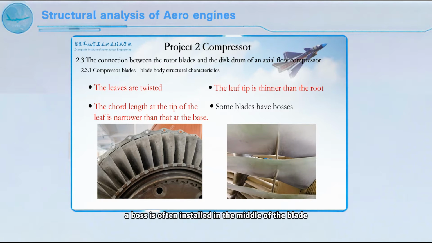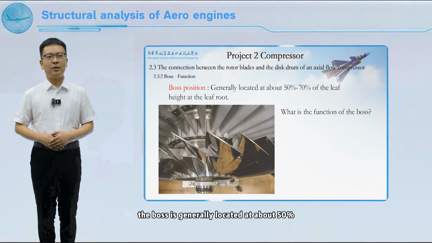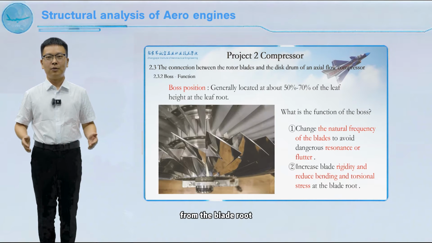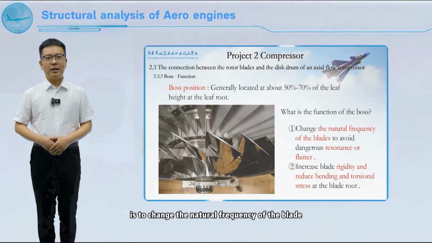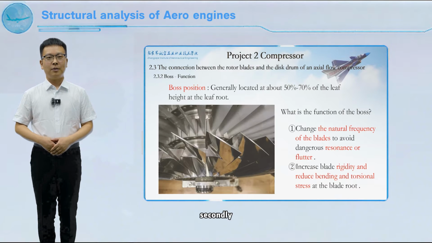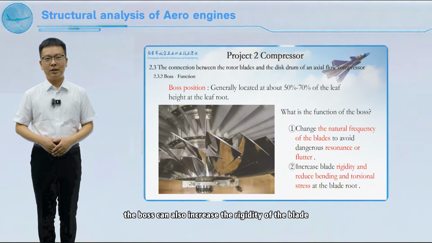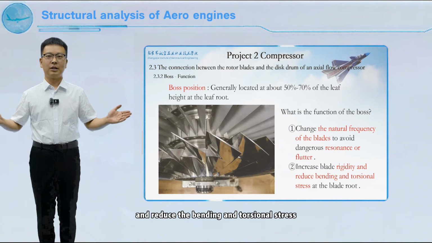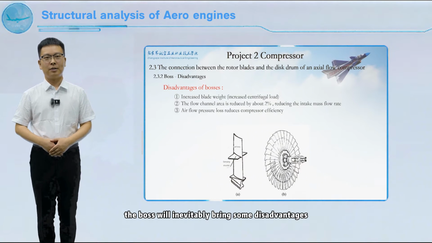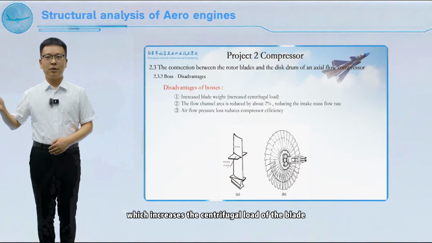On some blades, a boss is often installed in the middle of the blade. Students can think about what the function of the blade boss is. The boss is generally located at about 50% to 70% of the blade height from the blade root. The role of the boss is to change the natural frequency of the blade to avoid dangerous resonance or flutter. Secondly, the boss can also increase the rigidity of the blade and reduce the bending and torsional stress at the root of the blade. The existence of the boss will inevitably bring some disadvantages, such as increasing the weight of the blade, which increases the centrifugal load of the blade.